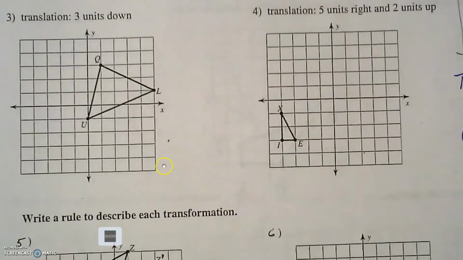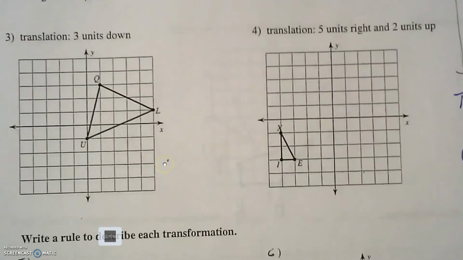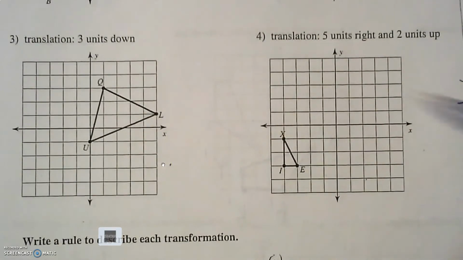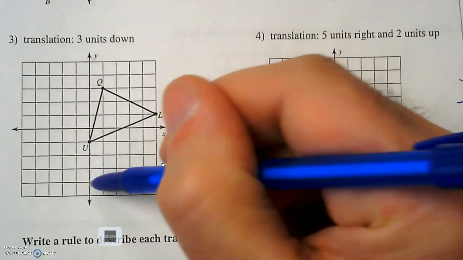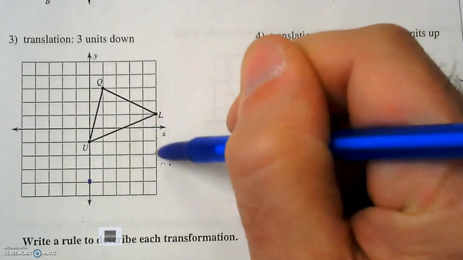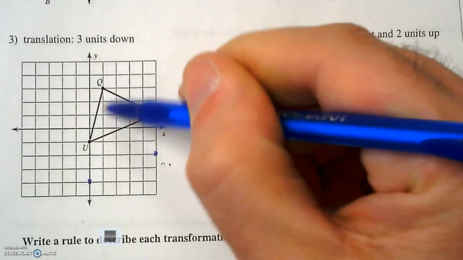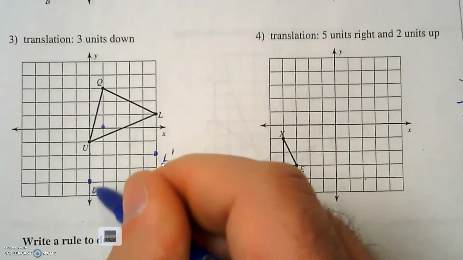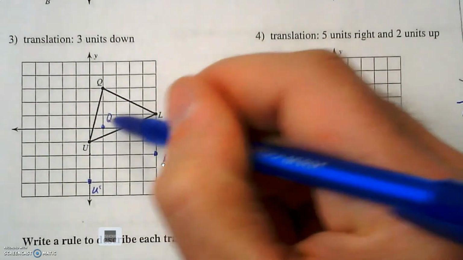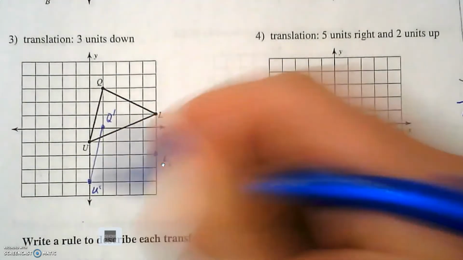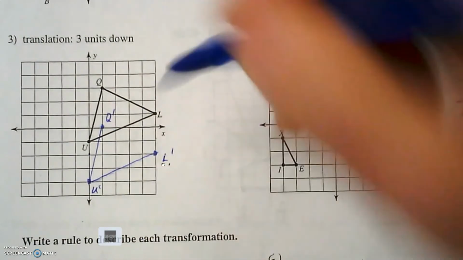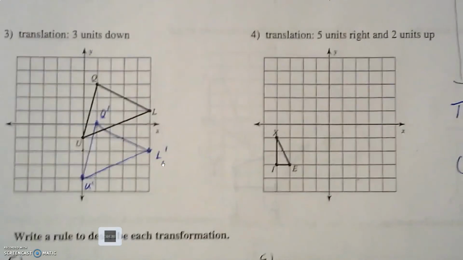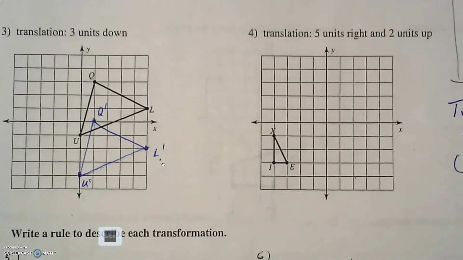Okay, again, as always, I offer you the opportunity to try them on your own. Now, number 3 just says 3 units down, so it's not going to move left or right. Just drop down 3, 1, 2, 3 for point U, 1, 2, 3 for point L. I'll come back and label them. 1, 2, 3 for point Q. This is L prime, U prime, Q prime. And connect. Translations normally go very well every year, everyone. This is nothing that people get very lost on, okay?